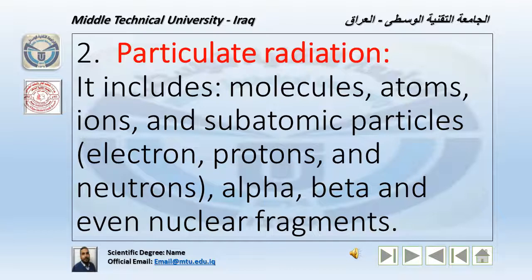The second type of radiation is particulate radiation. It includes molecules, atoms, ions, and subatomic particles: electron, proton, and neutron, alpha, beta, and even nuclear fragments.